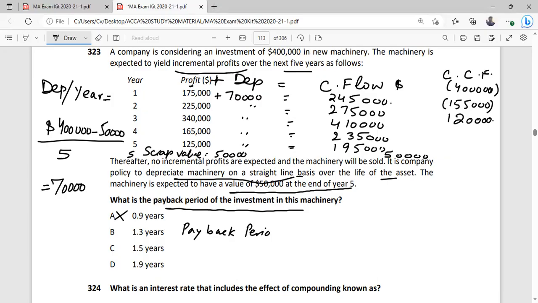Payback period is equal to negative years. Negative year is only year 1, where we have a negative cumulative cash flow. We will not count year 0. So negative year 1 plus last negative cumulative cash flow, which is 155,000, divided by next positive net cash flow, it is 275,000. So now you can calculate the payback period.